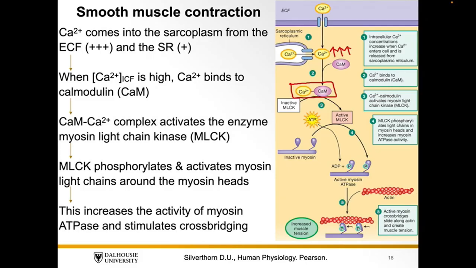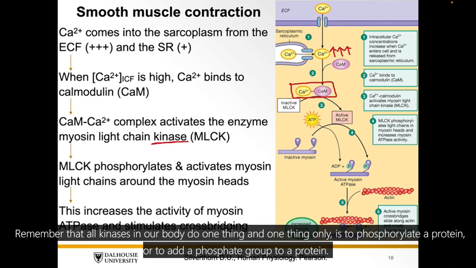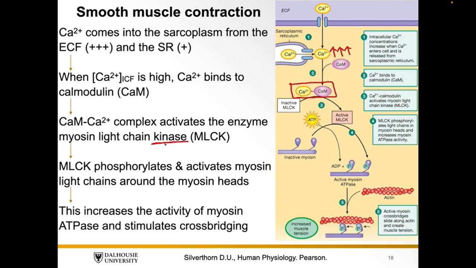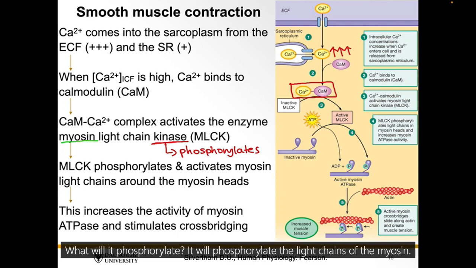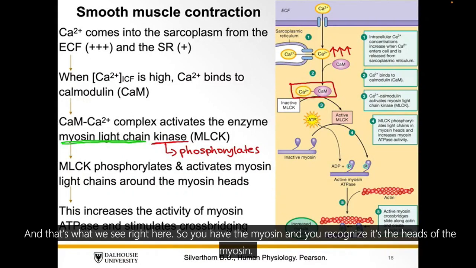Now let's go back to the name of this enzyme. It is a kinase. Remember that all kinases in our body do one thing and one thing only, which is to phosphorylate a protein, or to add a phosphate group to a protein. So this kinase is no different. It will phosphorylate something. What will it phosphorylate? It will phosphorylate the light chains of the myosin. And that's what we see right here.